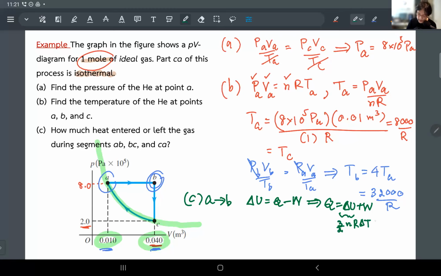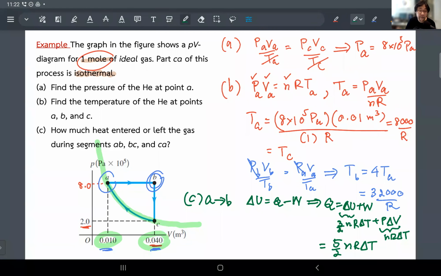The work is going to be P delta V. It's a constant pressure process. But then I can turn P delta V into nR delta T as well. So this is nR delta T. So at the end, you can expect that I'm going to get 5/2 nR delta T. Why? Because this is a constant pressure process. You guys remember this one right away.